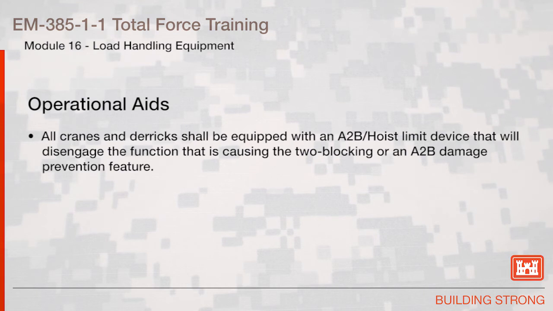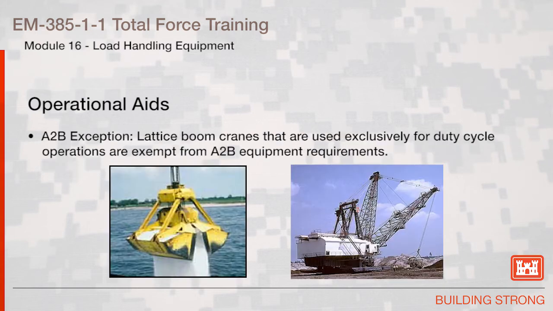All cranes and derricks shall be equipped with an anti-two-block or hoist limit device that will disengage the function that is causing the two-blocking, or an anti-two-block damage prevention feature. The following show a couple of examples of where anti-two-block devices can be installed. As an exception to anti-two-blocking, lattice boom cranes that are used exclusively for duty cycle operations are exempt from anti-two-block equipment requirements.